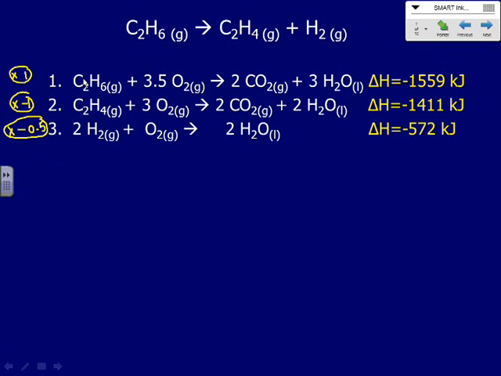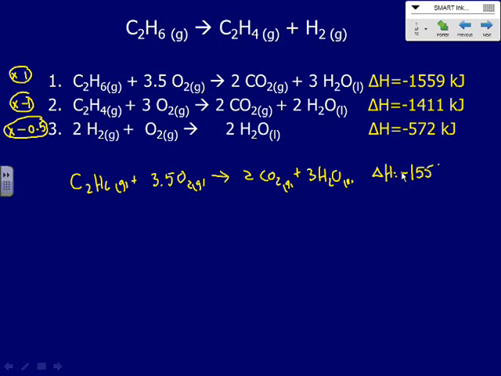So number 1 times 1, no change, so I'm going to rewrite C2H6 plus 3.5 O2 to 2CO2 and 3H2O liquid. And my delta H is -1559 kilojoules, and we're going to multiply it by 1 because that's what I did to the reaction. So essentially it's no change. Let's continue with the second reaction.